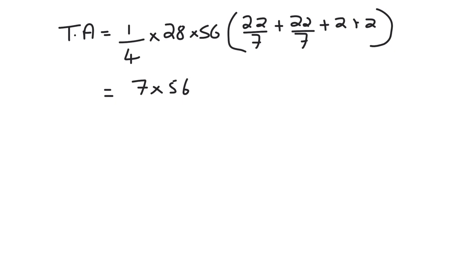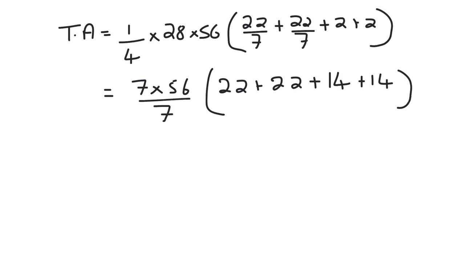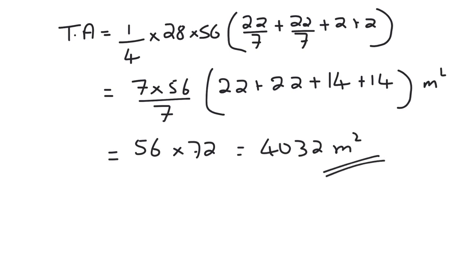You just have to do the simplification over here, and that is going to be 22 plus 22 plus 4, 14 plus 14, removing the 7 as the common factor, meter squared. Simplification. So, this is going to give us 56 times 72, which is 4032 meter squared. So, this will be the total area of it. So, the main idea is find the area of the two sectors plus the area of the two triangles, add them together, simplify the numbers, and you get the answer.